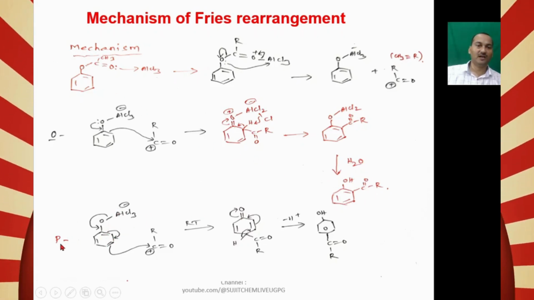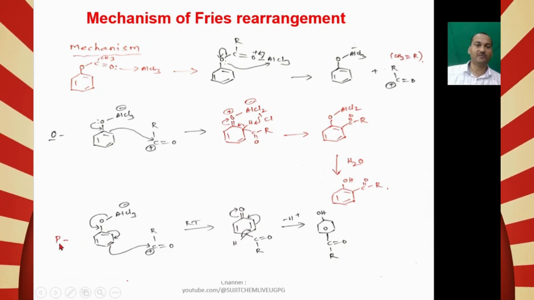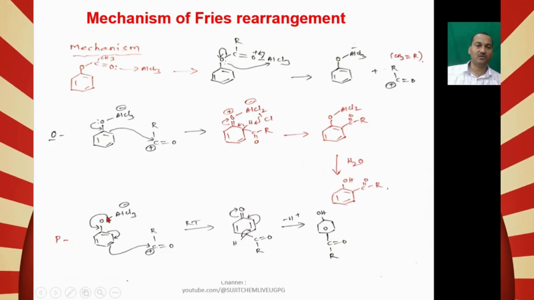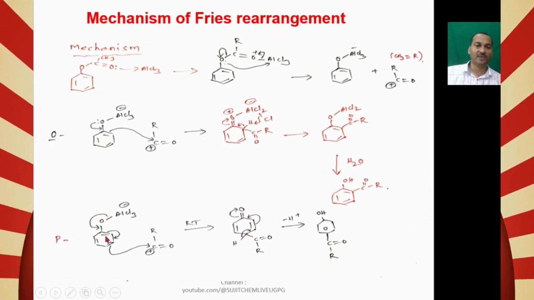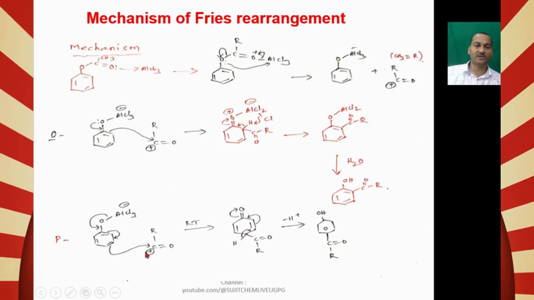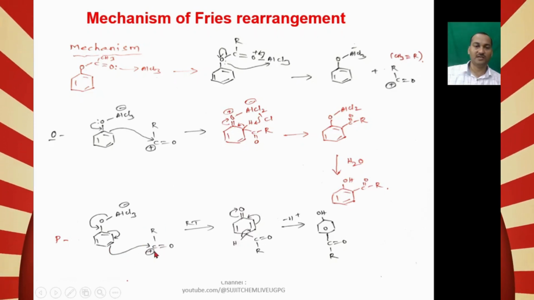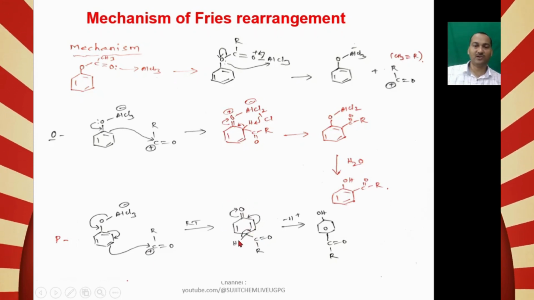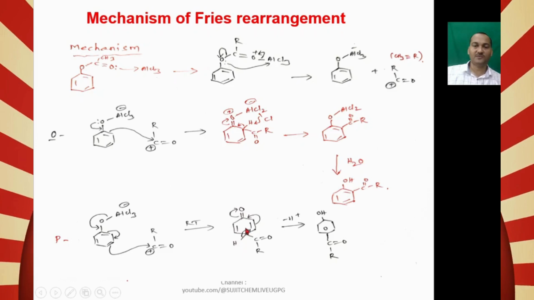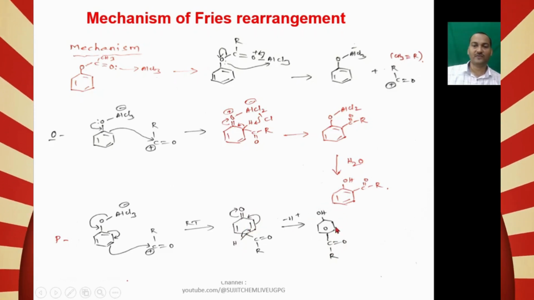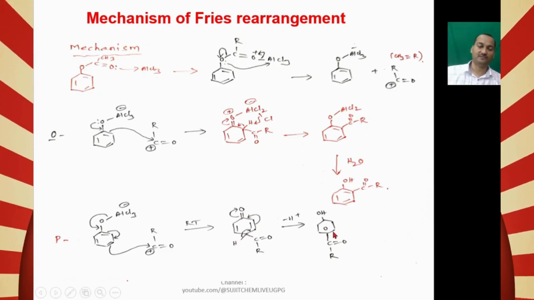Similarly, when we have para product, here this O will come here and this pi bond will attack at para position, it will attack RCO plus electrophile. So you can have this quinoid type structure and loss of this proton again leads to revival of aromaticity, giving rise to para substituted product.